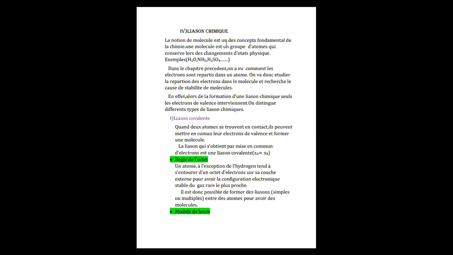So now, having defined what a molecule is, a group of atoms which are bonded together, we're now going to go further and see how the bonding happens in a molecule, or for us to form this so-called molecule. In the previous chapter, we saw how electrons are arranged in just one atom, when that atom is not bonded to another atom. We saw how the electrons are arranged.